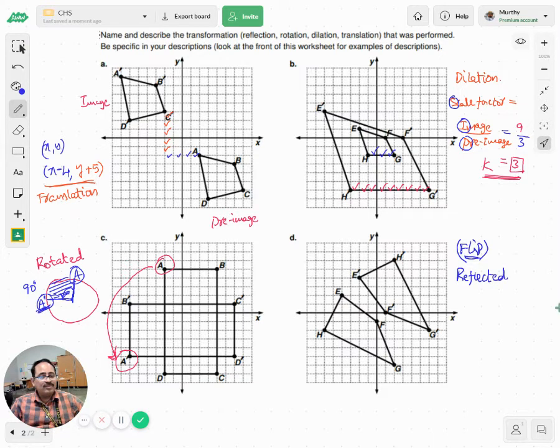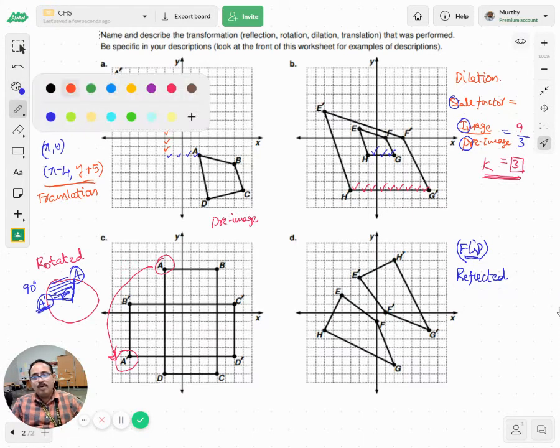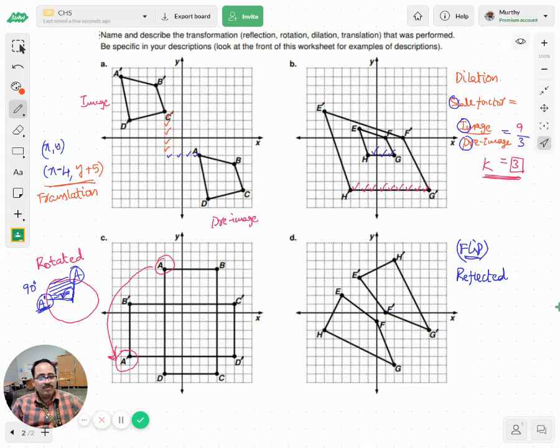So how is this reflected? Is it reflected in the x-axis or y-axis? I personally prefer to identify the midpoint, exactly halfway. So between F and F prime, I say that this is a midpoint. Between E and E prime, this is the midpoint. Seems to be. Therefore, let me use a straight edge. So this one is the reflecting line. This is the reflecting line.